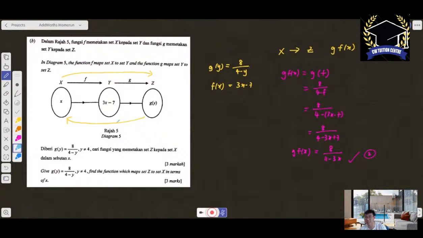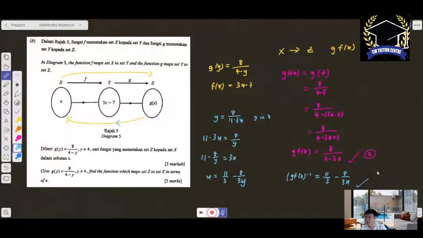Now you inverse back. You want to come back, so you want to inverse. So for gf(x), I want to find the inverse. So y is equal to 8 over 11 minus 3x. This is y in terms of x. So we convert to x in terms of y. So we change place: 11 minus 3x equals 8 over y. 11 minus 8 over y equals 3x. x is equal to 11 over 3 minus 8 over 3y. So we write it nicely: 11 over 3 minus 8 over 3x. That's the answer. You don't have to combine them. You can leave your answer like that. That will be the final answer.